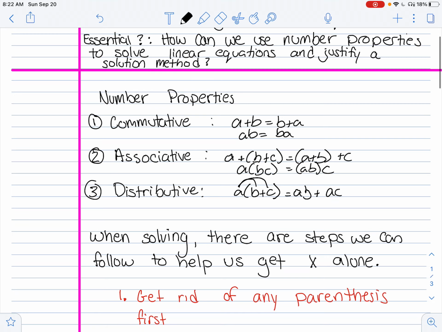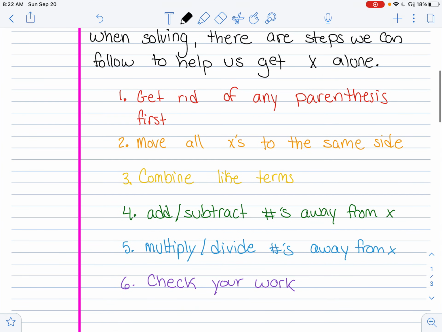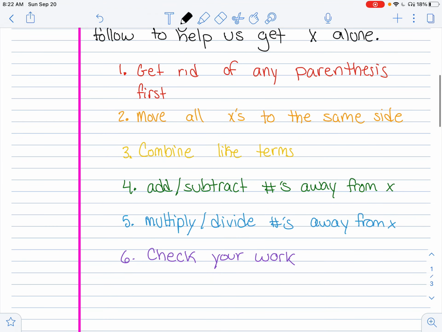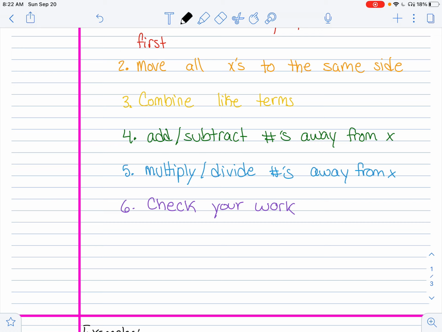So when we're solving, there are steps that we can follow to help us get x alone. The first thing that you should look at is to try and get rid of any parentheses. Then if you have multiple x's, you're going to want to move all the x's to the same side and combine like terms. Then we want to add and subtract numbers away from x, multiply and divide numbers away from x, and then we're going to check our work.